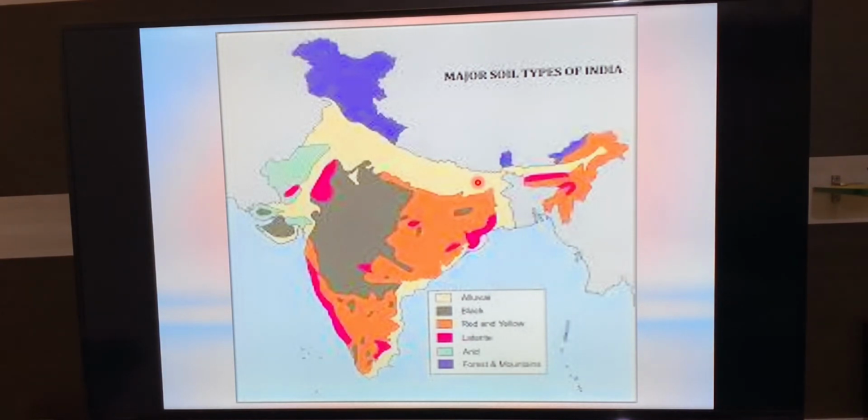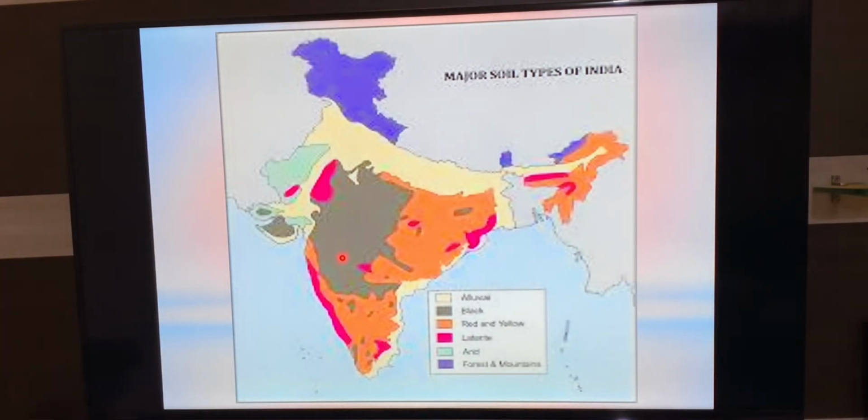The main crops which are produced from the alluvial soil are wheat, paddy, sugarcane, cotton, jute, potato and vegetables. Next, black soil.